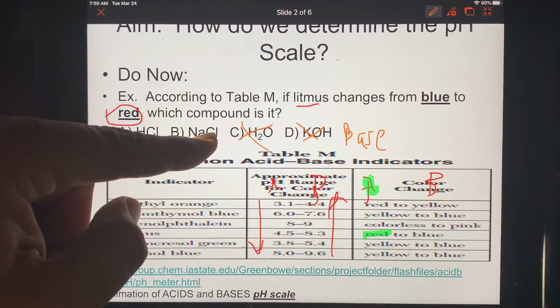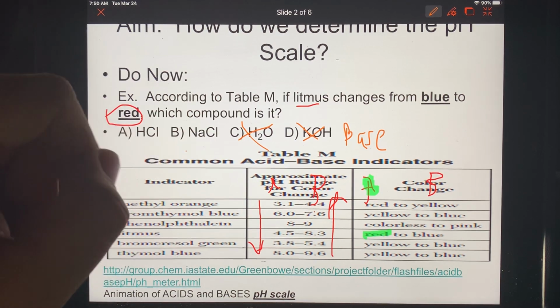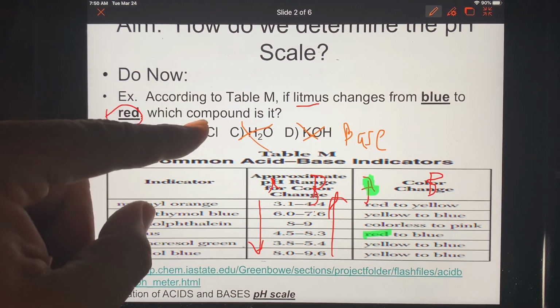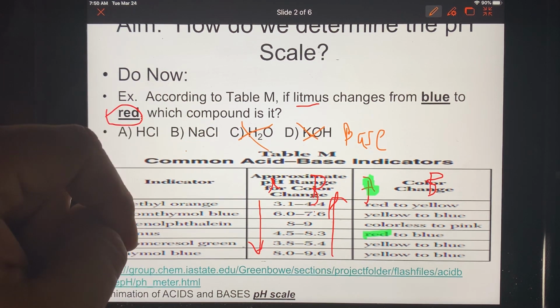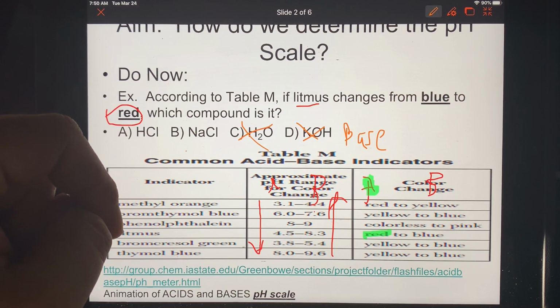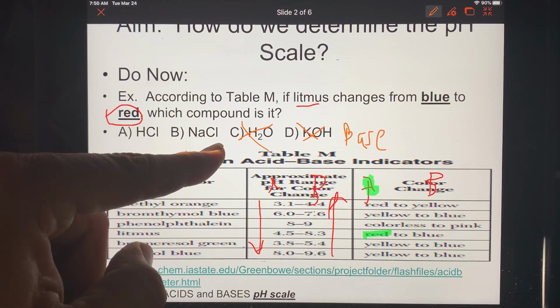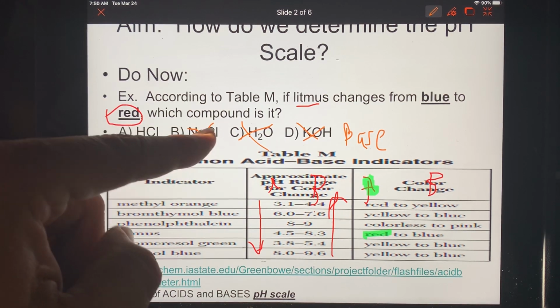NaCl, a metal with a non-metal, is an ionic bond. An ionic bond is a salt. A salt is pH neutral. We'll learn this today. Acid and base equals salt and water. Yes, I know, it sounds like when you go to church or any other religious facility you attend. So a metal with a non-metal is a salt.